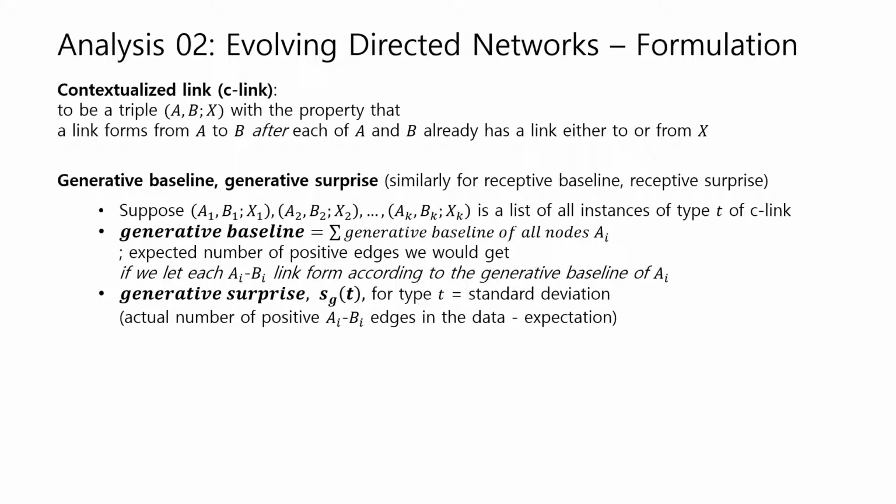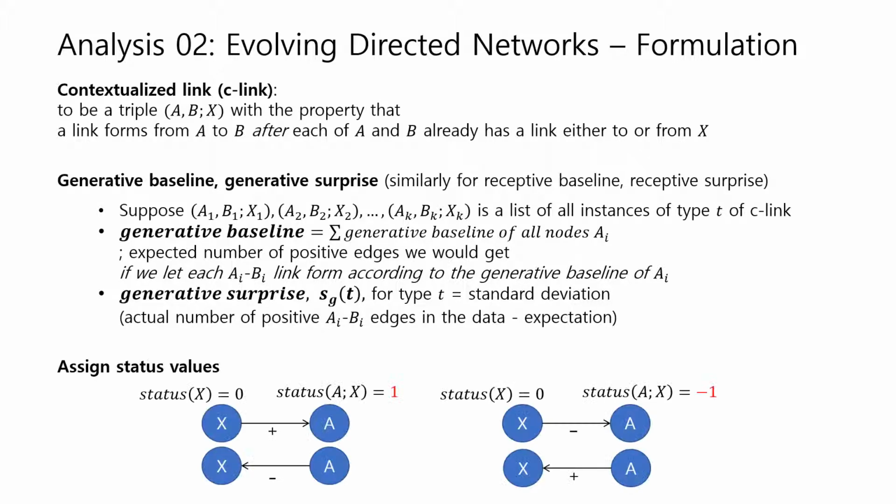And generative surprise for type T is the number of standard deviations by which the actual number of positive AB edges in the data differs above or below this expectation. Further, they incorporated the role of status. We first assign the node x a status of 0, then if x links positively to a or a links negatively to x, we assign a status of 1. Otherwise, we assign a status of -1.